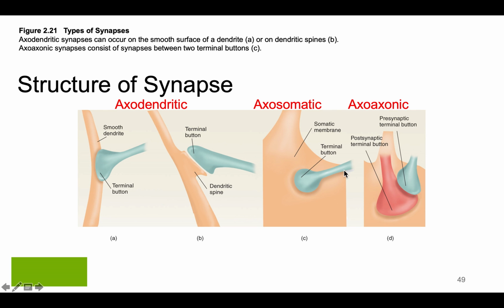Axosomatic, as we said before, is where the presynaptic terminal makes contact with the soma of the postsynaptic cell. In the case of axoaxonic synapses, there are actually three neurons involved. Cell 1 is telling the terminal button of cell 2 not to talk to cell 3.